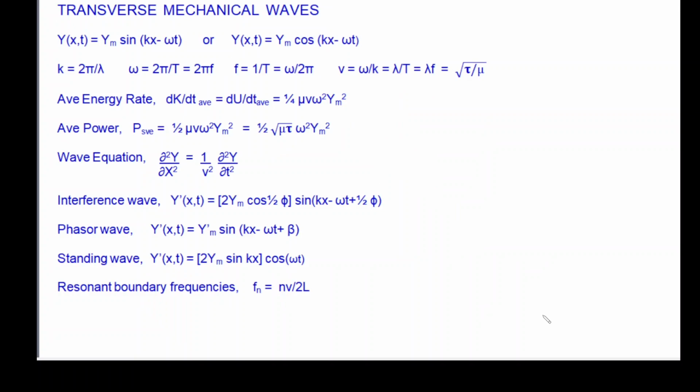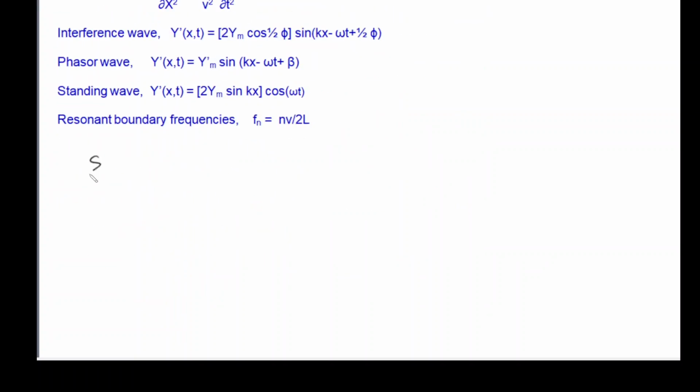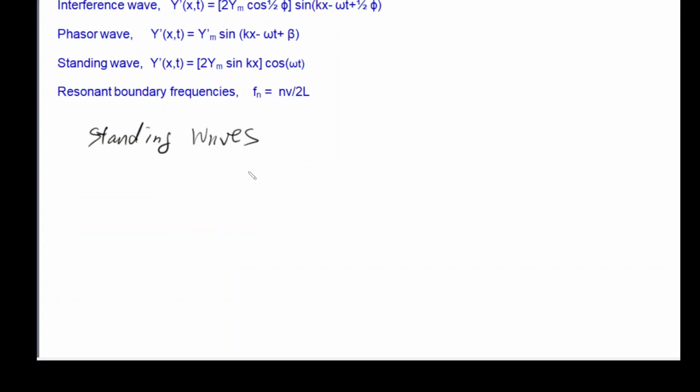Now I'd like to go over standing waves. A standing wave forms when two waves of the same amplitude and wavelength move in opposite directions and interfere with each other. The resulting wave shape or pattern does not move either left or right, and the maximum and minimum points do not change.